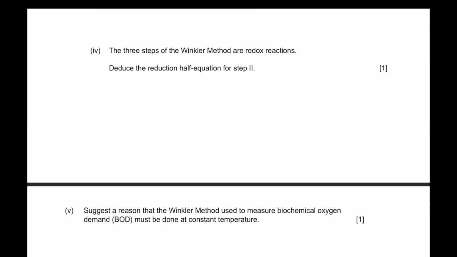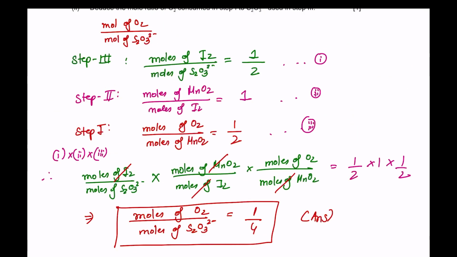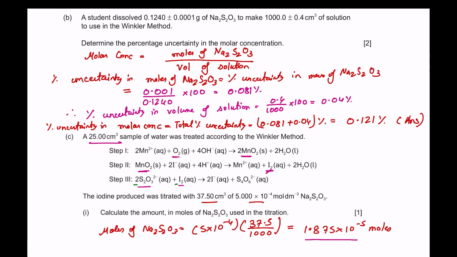Let's go to the second last part of this question. We have 3 steps of the Winkler method, and all of the steps are redox reactions. We know that. So we have to write the half equation for step 2. Step 2 is here, the Mn step.